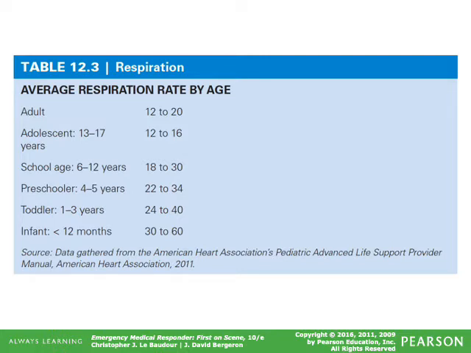A preschooler, which is 4 to 5 years old, is going to be 22 to 34 breaths per minute. Toddlers, which are 1 to 3, you're going to see a rate of about 24 to 40 breaths per minute. And somebody less than 12 months, their respiratory rate can vary widely, and a lot of times that just depends on the stage of development they're in from birth to 12 months, but it can be anywhere from 30 to 60. This is something you need to spend some time to know, because this will be constant throughout whatever training you go to beyond this. This is a very important table. It's in your book.